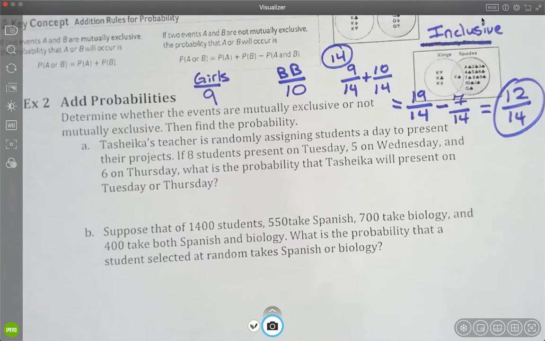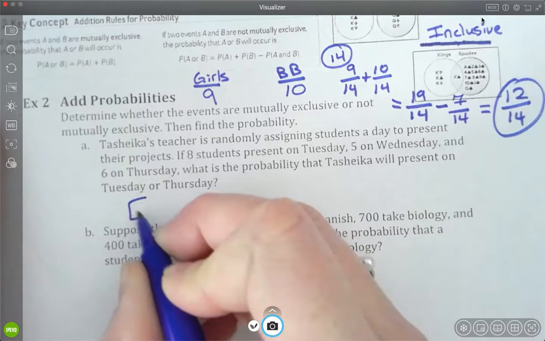Okay, now, the first question that we have to ask, can you present on more than one day? Is this inclusive or exclusive? If it's exclusive, it's easy. Exclusive, because you're only presenting on one day, right? Tuesday, Wednesday, or Thursday. So we're going to write that first. Exclusive.